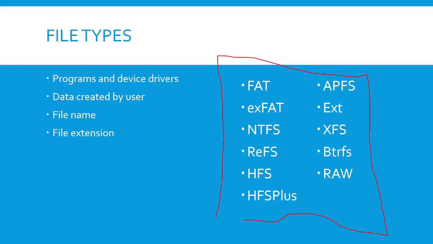HFS is, I believe, the go-to for Apple. Oh no, it's being phased out. HFS Plus is what the new Apple one is. So the first one is being phased out. And then the Apple file system, APFS, was released in 2017. It's going to be replacing the HFS Plus. So you've got to be kind of careful about that.